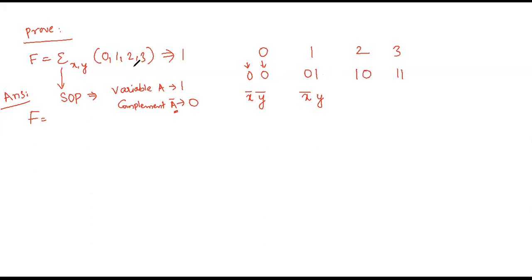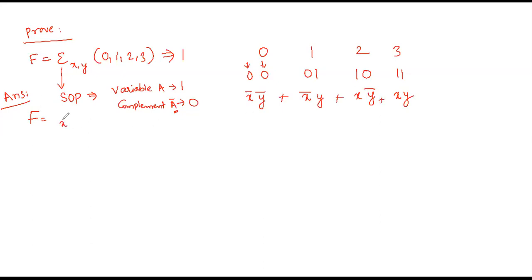Next, 2. 2 is 1, 0. We will write 2 as 1, 0. So here x is 1. 1 indicates the variable. 0 indicates the complement. Here x, y both are 1, so those variables are indicated with x, y itself. So this is sum of products. So you have to make them add.